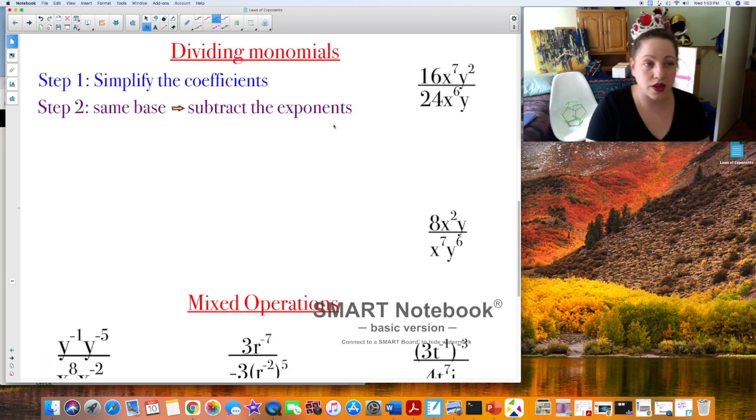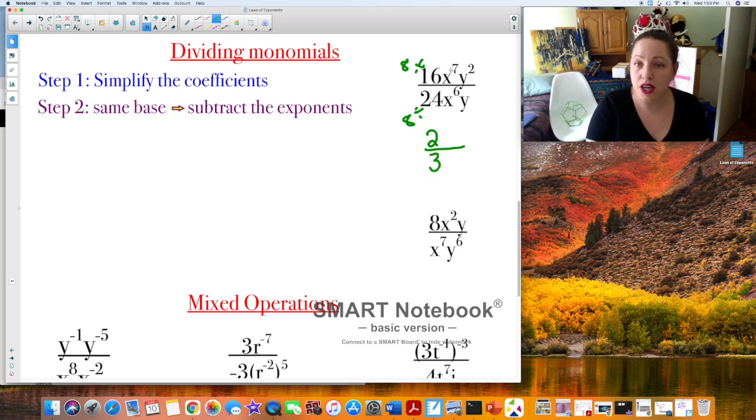So the next one, just like multiplying, we start with the coefficients. Here I'm dividing them, but I want to really just think about simplifying. So what number goes into 16 and also into 24? I can divide those both by 8. Divide by 8. So 16 divided by 8 is 2, and 24 divided by 8 is 3.